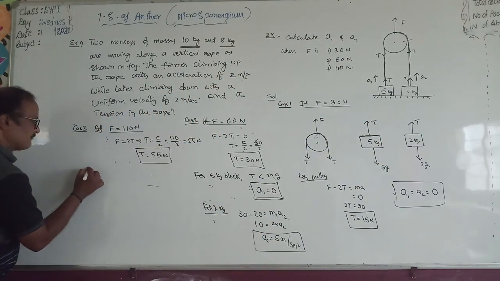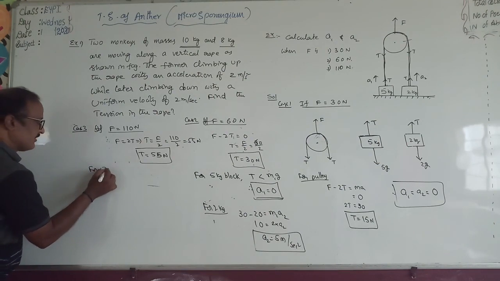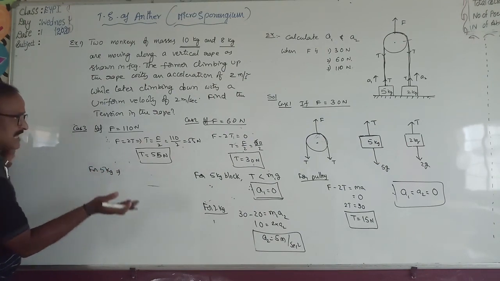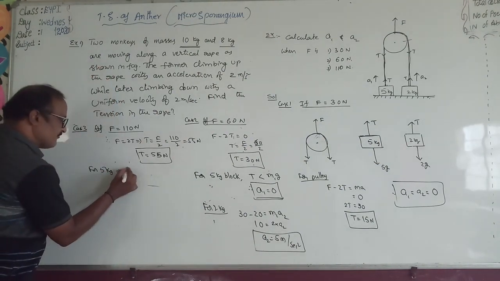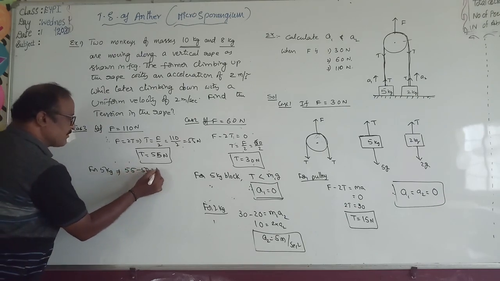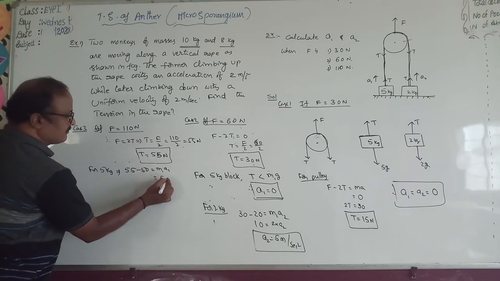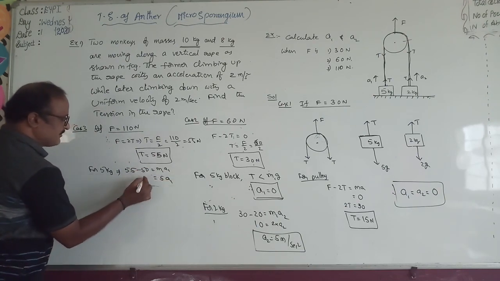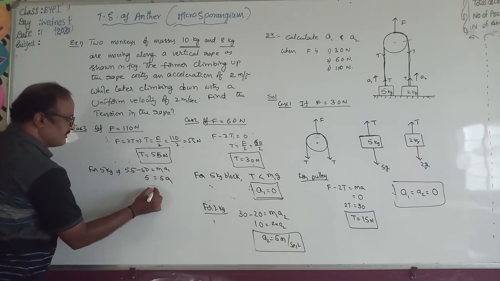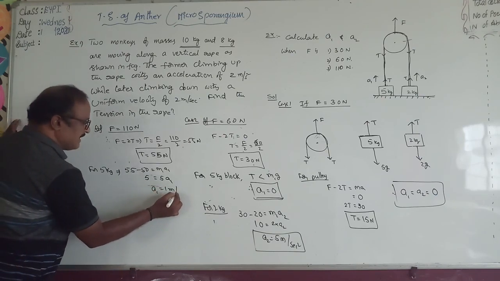Therefore, for the 5 kg block, what is the net force acting upwards? 55 minus 50 is equal to m1 a1. m1 is equal to 5, so 55 minus 50 is equal to 5 a1. Therefore, a1 is equal to 1 meter per second square.